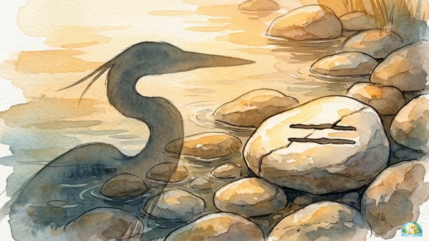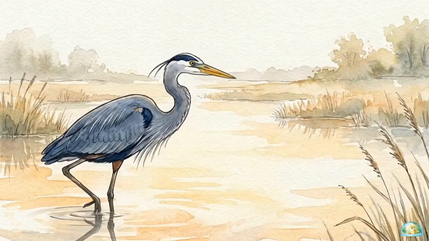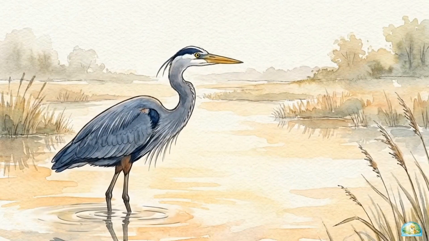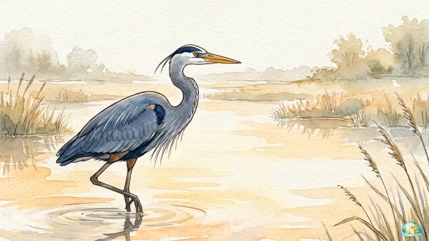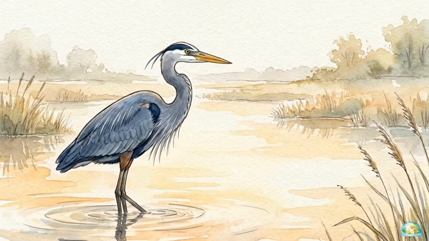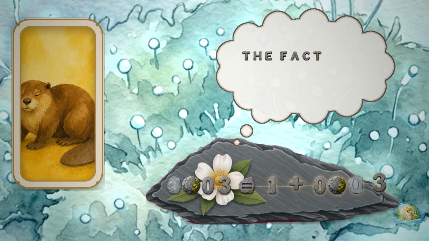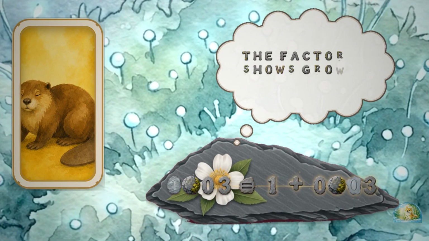Mastering equivalent forms allows us to choose the most useful perspective for the task at hand. It shows that notation is more than a record of numbers. It's a way to clarify how a relationship actually behaves. A factor of 1.03 means the quantity grows by 3% each time.